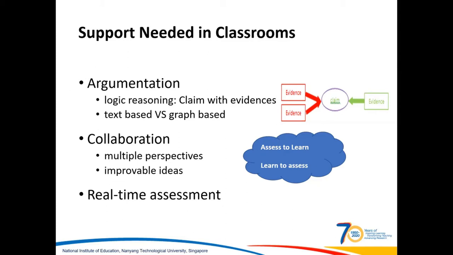And also collaboration, right? Collaboration is one of the 21st century competencies. However, our students still need more support in terms of respecting multiple perspectives, and integrating and synthesizing different ideas from different people. Then at the end, they need to improve the ideas as a group or even at the class level. The last but not least, we found we need to provide real-time assessment of students' collaborative argumentation.